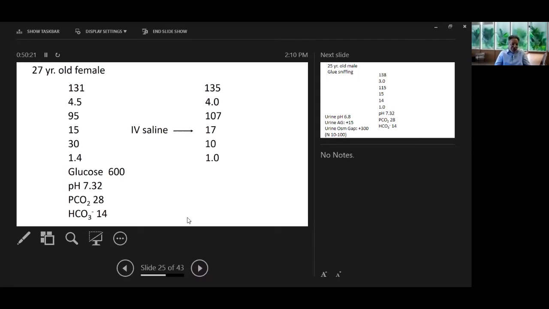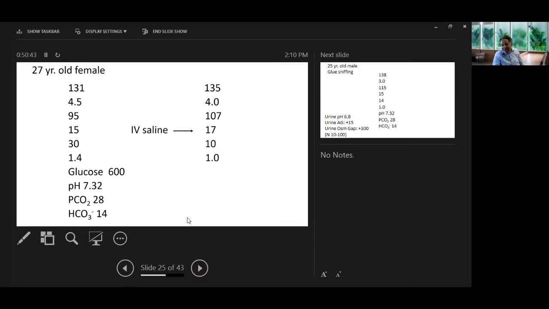And this makes sense. The glucose is 600. It's likely the patient has ketoacidosis. But then the patient got saline, and we look at the numbers. The bicarbonate's about the same. The total CO2 is about the same. Maybe it went up a little bit. The renal function improved, so the patient was likely volume depleted initially and now is volume replete.